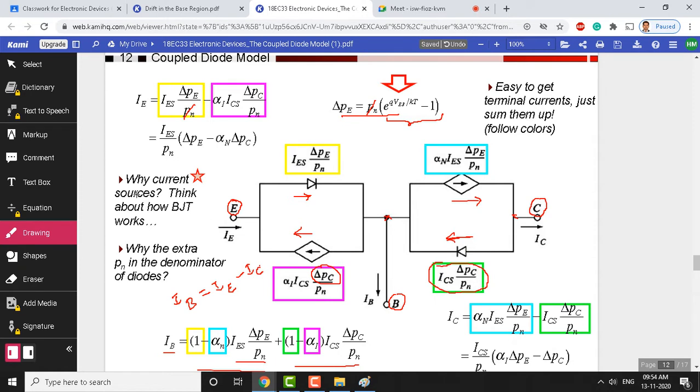So, here why current sources I already explained to you. Current sources is because as per the definition, the current source should not depend on the voltage applied across its terminal. It should depend on the voltage applied in some other branch. So, that is why we represent it here with the current source.